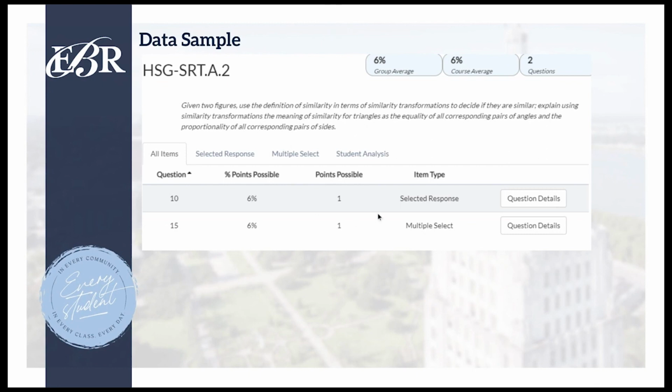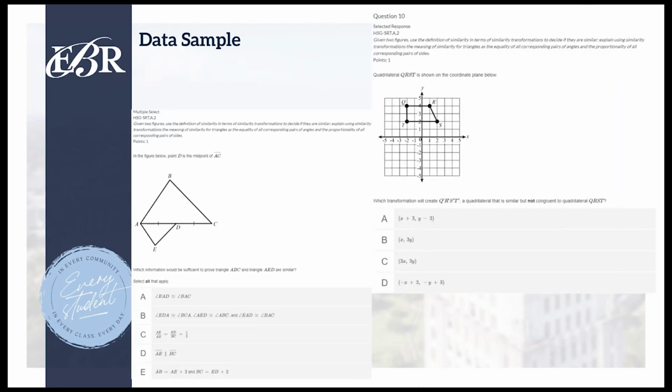So if we notice, I clicked on the standard and this is what I got. So it was 2 questions, and that's also good because we have more questions being offered based on that one standard. And I see that they were given a multiple choice selected response, or a multi-select, or as they say, multiple select. So this lets me know it was the standard in this situation. They scored 6% on both questions. It wasn't because it was a multiple select. They also scored 6% on the multiple choice. So here is what the 2 questions look like. So the student struggled with both types of questions.